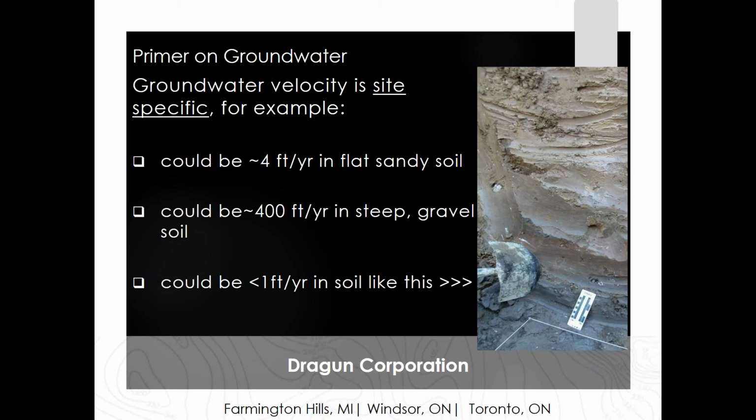And then if you had material like we see at the end of this shovel, groundwater flowing through that would be less than a foot per year and probably less than an inch per year. So there's a wide range of how quickly groundwater can flow, but in general, it's fairly slow. It's not like surface water. It flows fairly slowly.